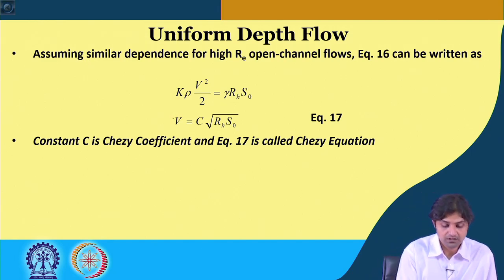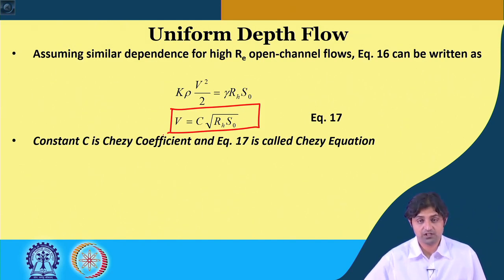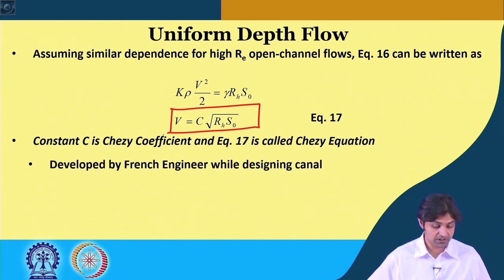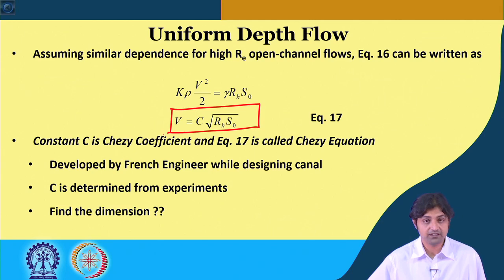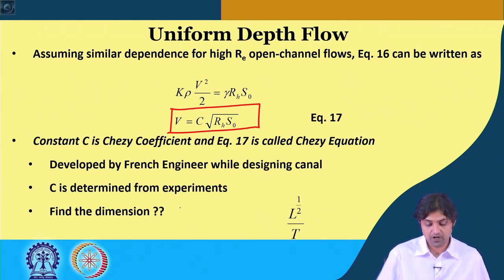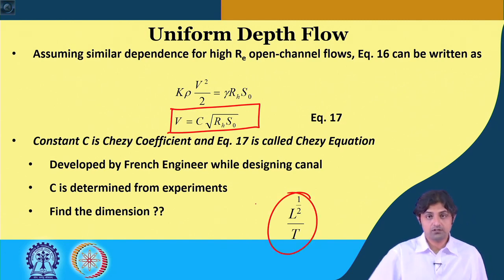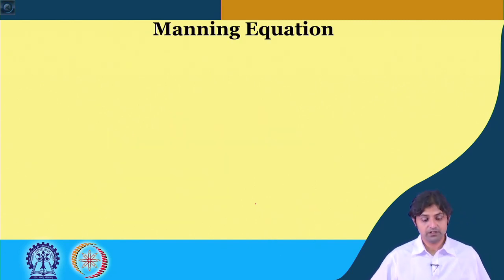So, v, the velocity, can be written as C under root R H S naught, where R H is the hydraulic radius. It was developed by a French engineer named Chezy while designing a canal. C is generally determined from experiments. Now, you can find the dimensions yourself. You have done the dimensional analysis. If somebody is not able to, you can ask that to me in the forum.